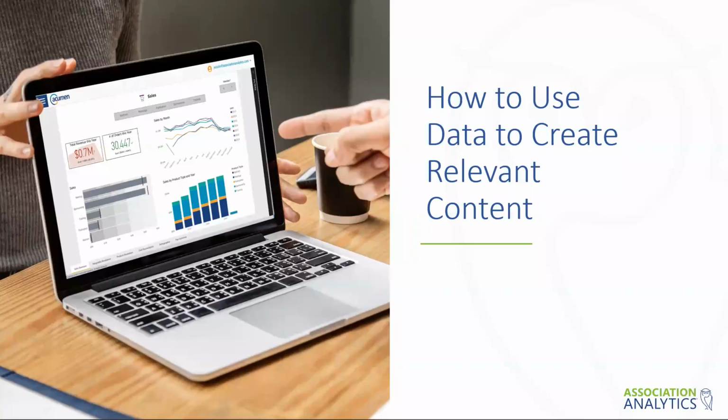All right, I think we can go ahead and get started. So today's topic is how to use data to create relevant content. I know a very relevant concept and topic to cover these days, so we're excited for that.